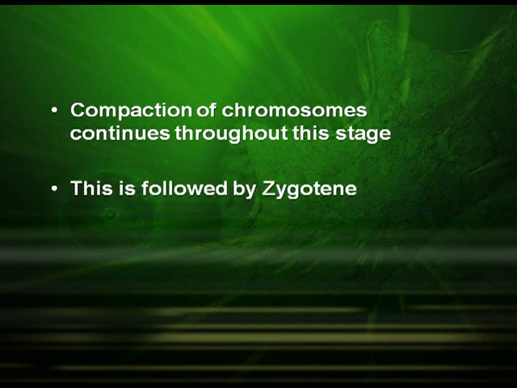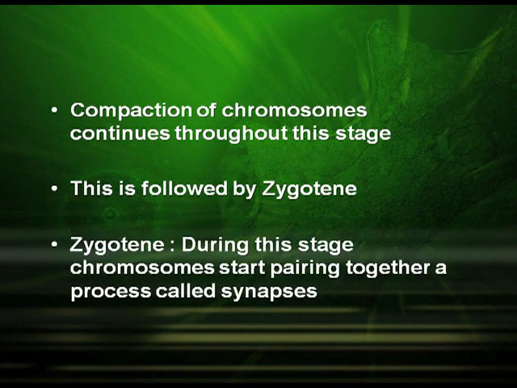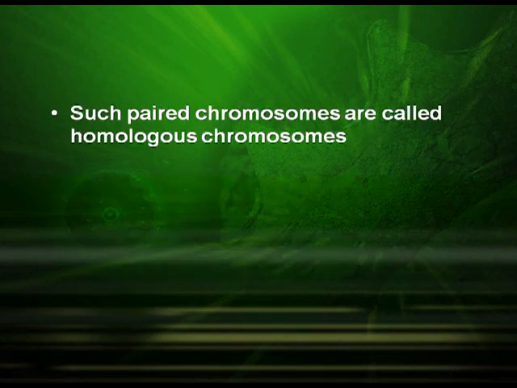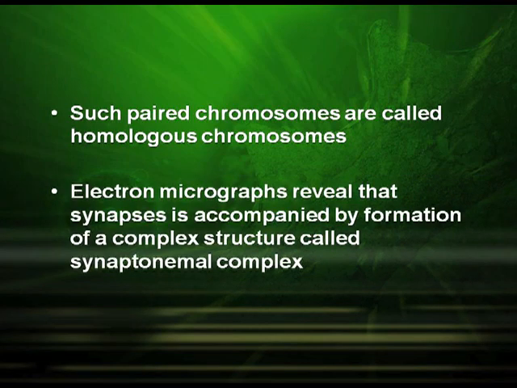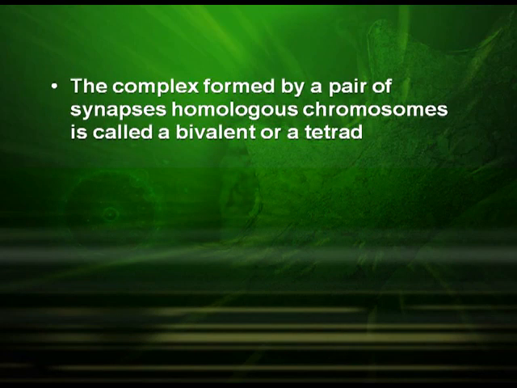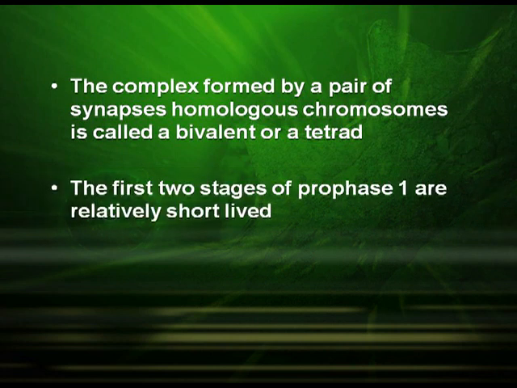This is followed by zygotene, during which chromosomes start pairing together, a process called synapsis. Such paired chromosomes are called homologous chromosomes. Electron micrographs reveal that synapsis is accompanied by formation of a complex structure called synaptonemal complex. This complex, formed by a pair of synapsed homologous chromosomes, is called a bivalent or a tetrad. The first 2 stages of prophase I are relatively short-lived.